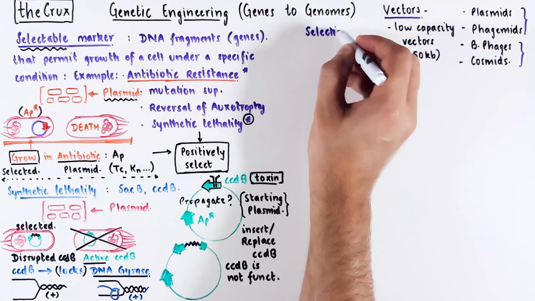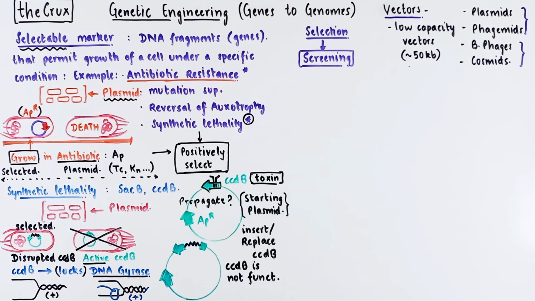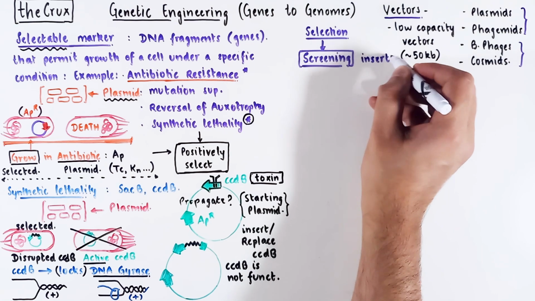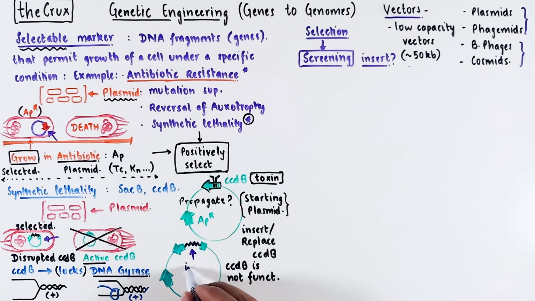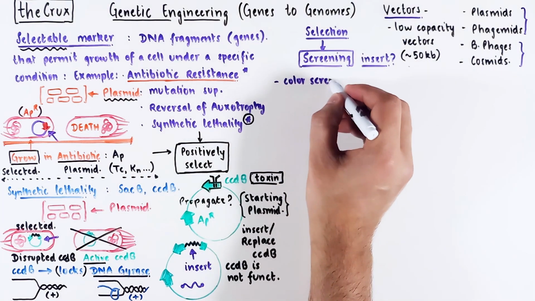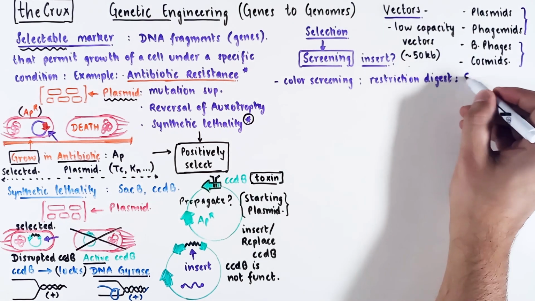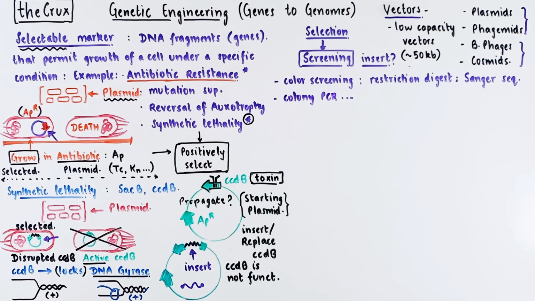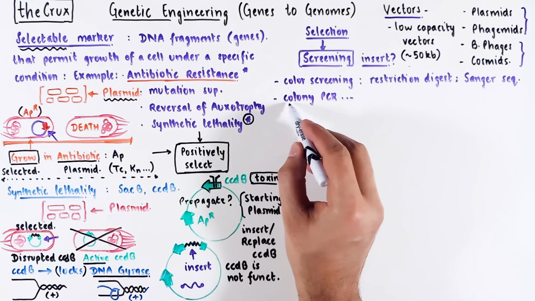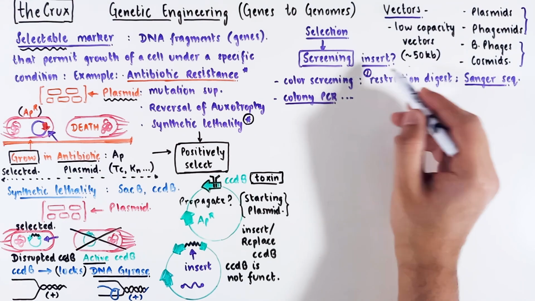Okay, the next obvious step after selection is screening. Screening for your insert. This means checking whether the plasmid has the insert that you expect, or if it is something totally unexpected. There are different ways to screen. There are markers that allow color-based screening. Restriction digests and Sanger sequencing are the most common ways to screen as well. Colony PCR is another way to do this. Colony PCR and Sanger sequencing seem pretty self-explanatory, so I will focus on the other two.